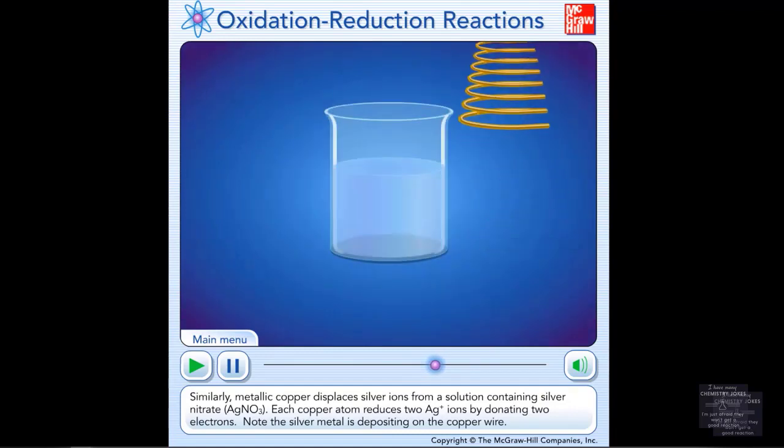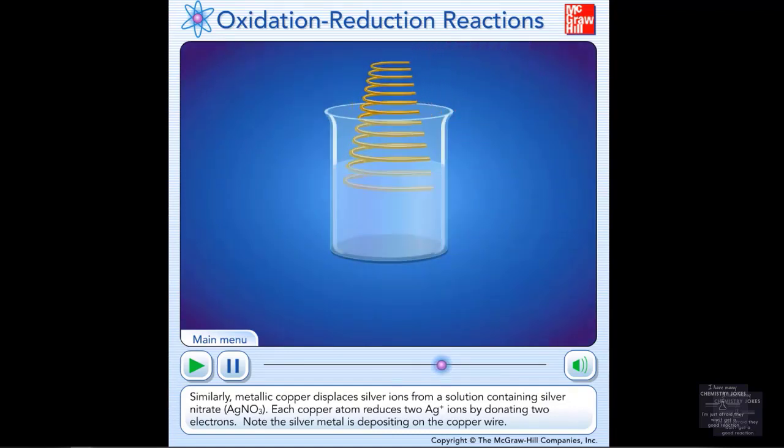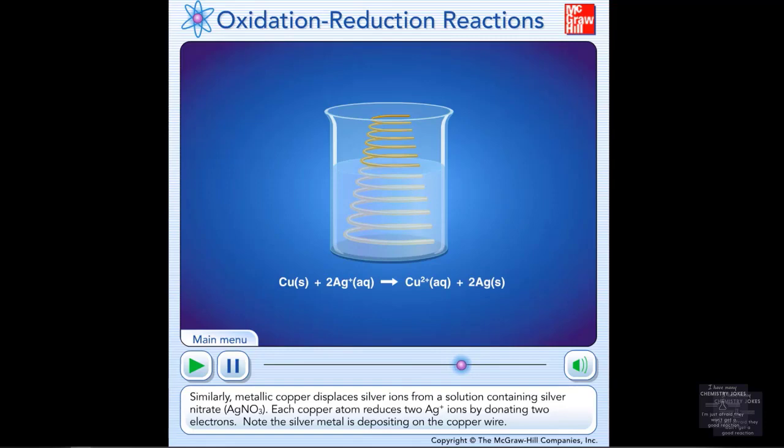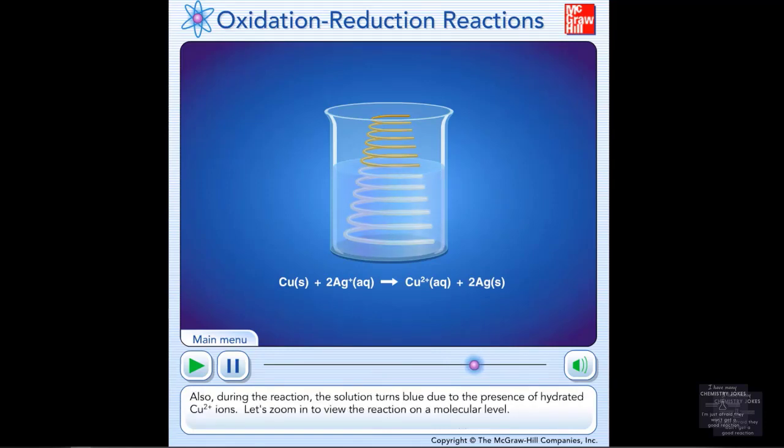Similarly, metallic copper displaces silver ions from a solution containing silver nitrate, AgNO3. Each copper atom reduces 2 silver plus ions by donating 2 electrons. Note the silver metal is depositing on the copper wire. Also, during the reaction, the solution turns blue due to the presence of hydrated copper 2 plus ions.